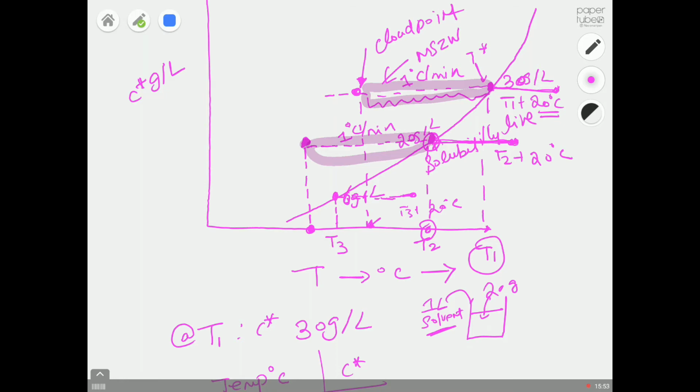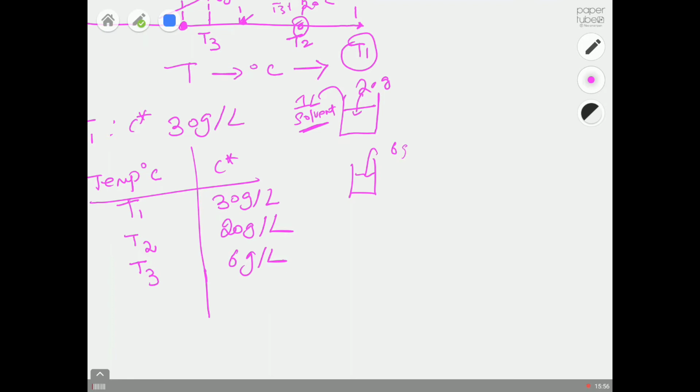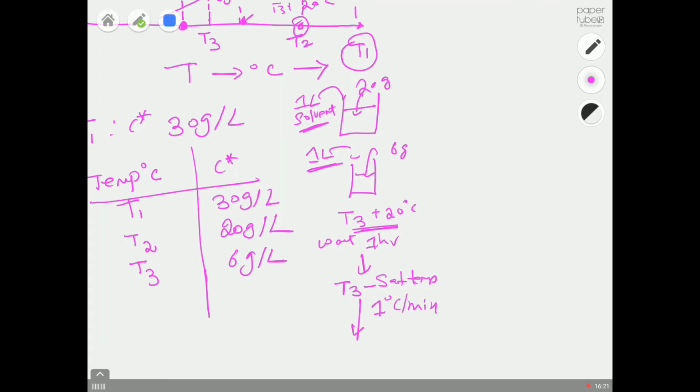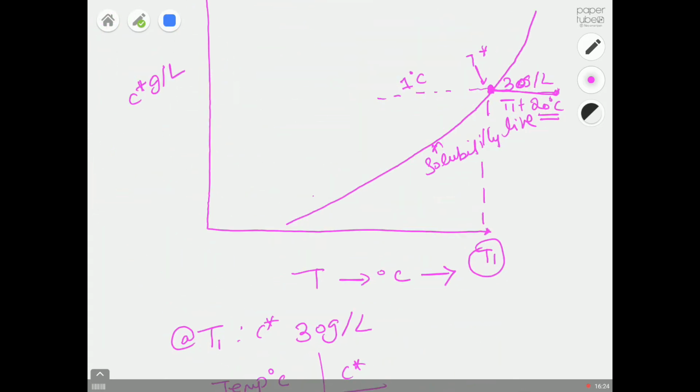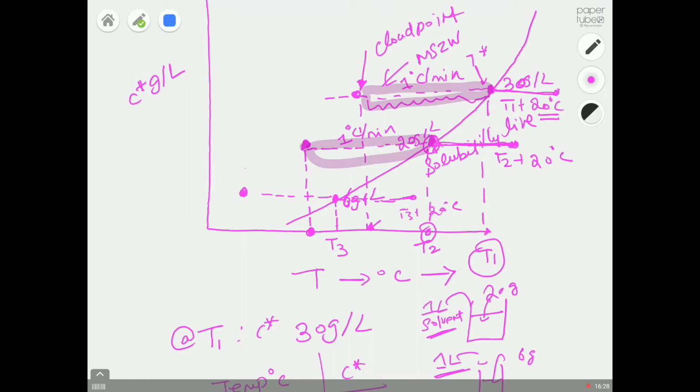Same experiment. This time we take a crystallizer, add 6 grams to 1 liter of solvent, and heat the solution to T3 plus 20 degrees centigrade. Wait at that temperature for say 1 hour, and then you cool back as fast as possible to T3, which is your saturation temperature. Then we apply a cooling rate of 1 degree centigrade per minute until we see a cloud point. Somewhere around here we see the cloud point. If you draw the line, we can know the temperature at which the solution turned from clear to turbid. So in this third experiment, your metastable zone width is here.